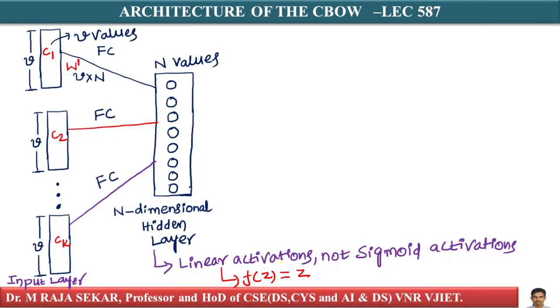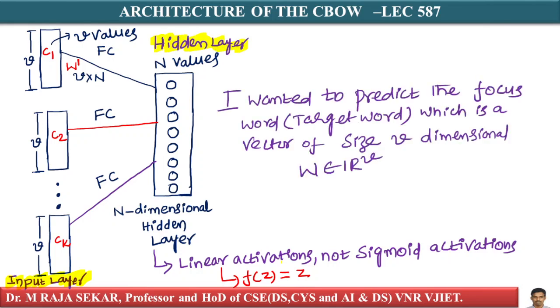So what do I want to do? I want to predict. This is my input layer, this is the hidden layer. I want to predict the focus word, which is a vector of size V dimensional, meaning your word belongs to R power V. What do I need in the final layer, my output layer? What do I have to predict? From this, I will get my output.